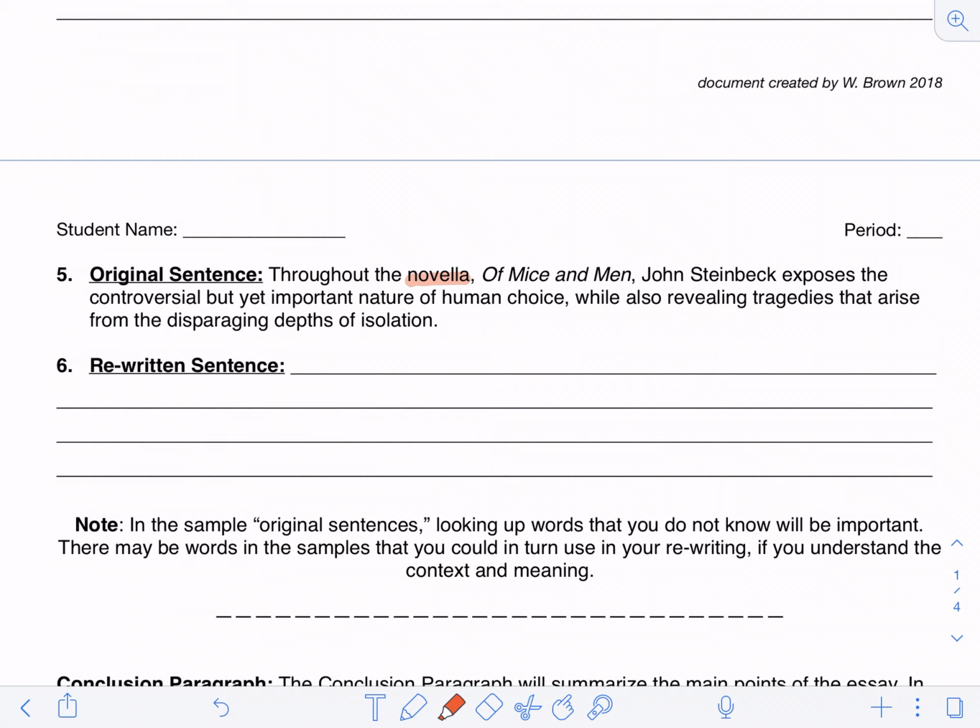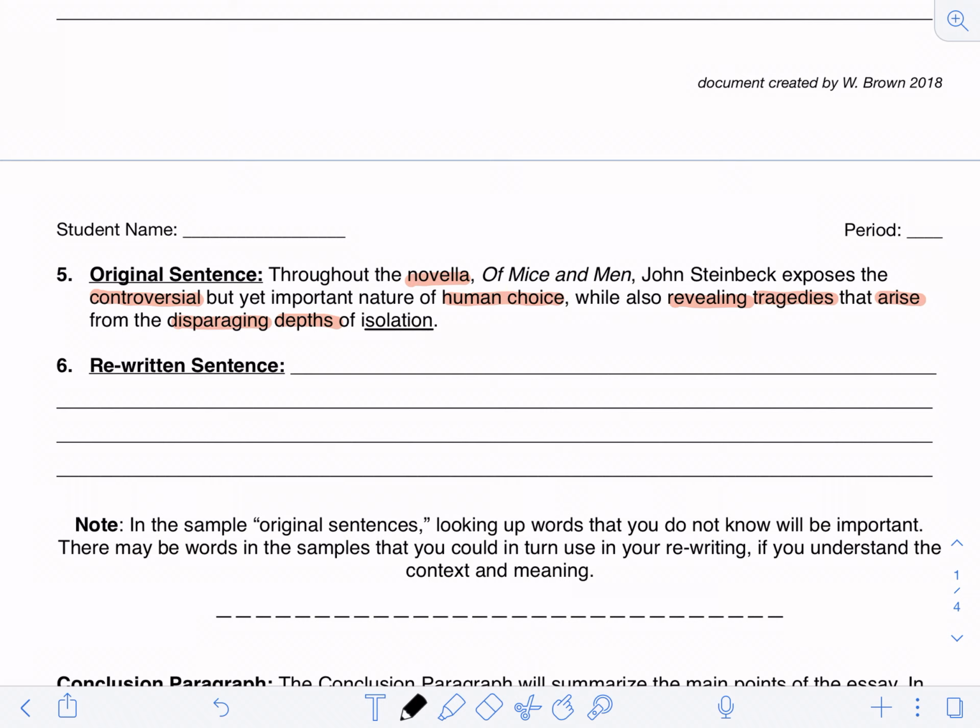And here are some of the style words I feel are important. Controversial, human choice, revealing tragedies, arise, and disparaging depths. Now, there's always going to be one or two words in your sentences that you choose to keep. If I were to keep a word, I would probably keep isolation. And I think I could reword the rest of them.